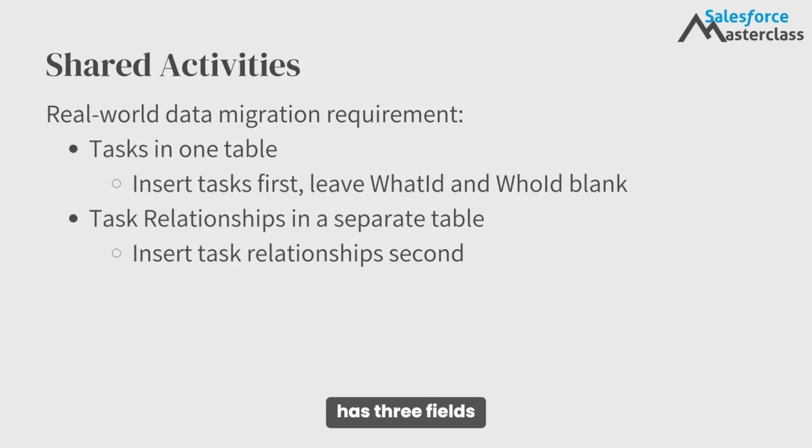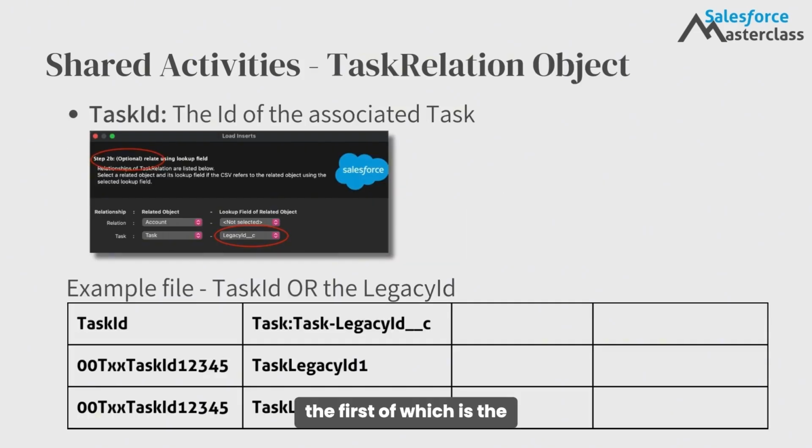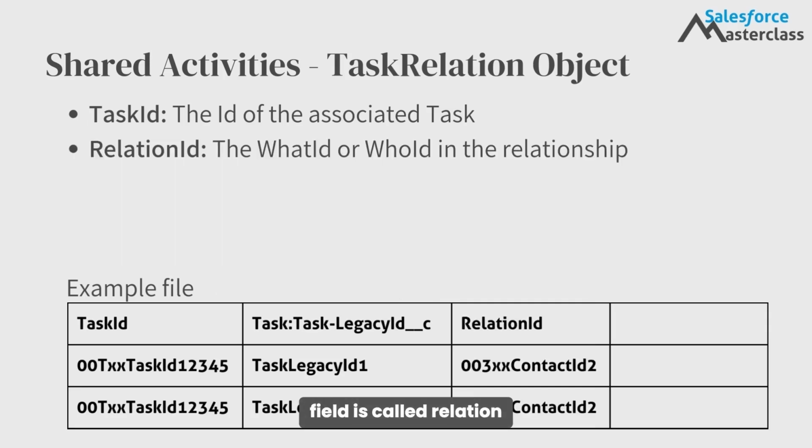Task relation has 3 fields, the first of which is the task ID. You can either use the Salesforce task ID or set Data Loader Step 2b to reference the task's legacy ID field. The second field is called Relation ID. This is the related record that you are associating to the task. You can also use Step 2b in Data Loader to reference the legacy ID if you're linking only one object's worth of IDs in your file.